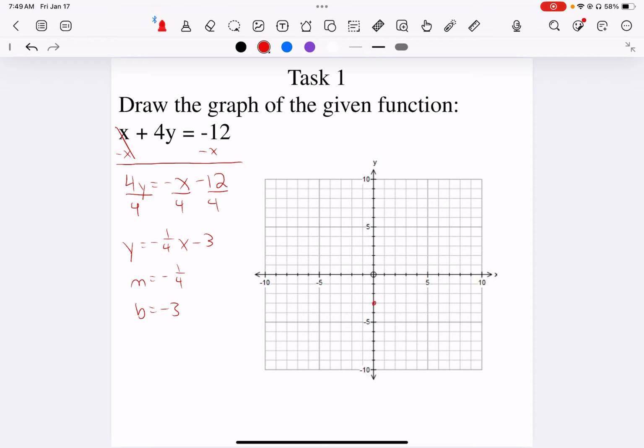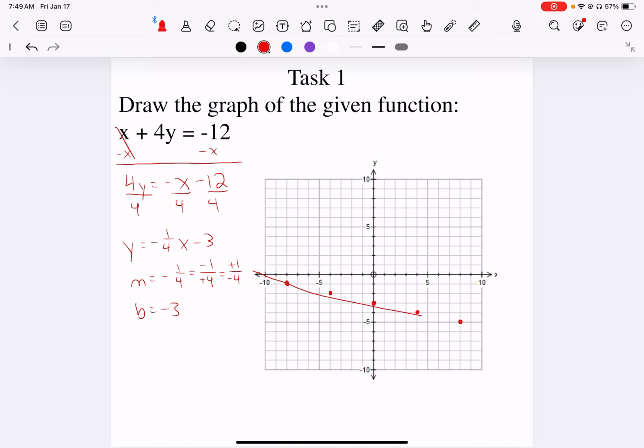So now I'm going to begin my graph at negative 3. And since my slope is negative 1/4, that means it's negative 1 over positive 4, or positive 1 over negative 4. So I could go down 1, 4 to the right. Down 1, 4 to the right. And I can't fit any more points that way, so now I'm going to go the opposite way. Up 1, 4 to the left. Up 1, 4 to the left.